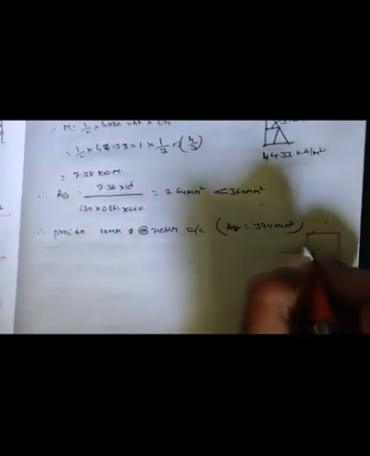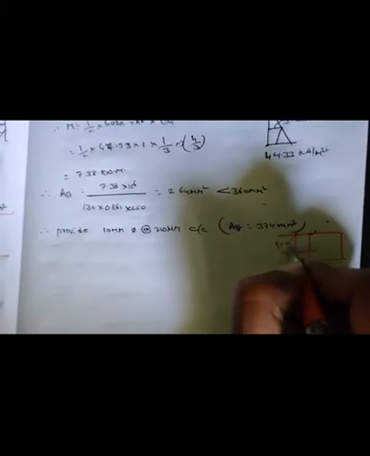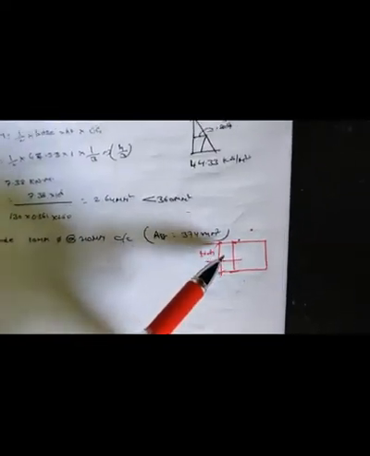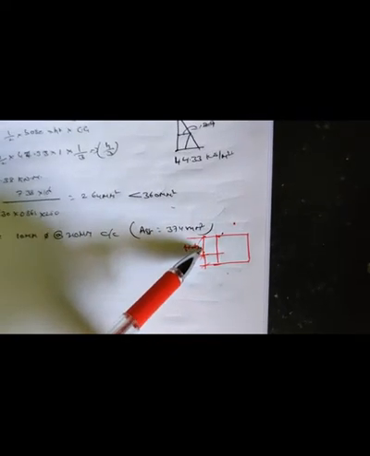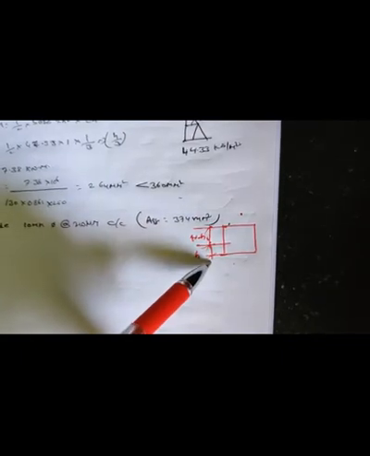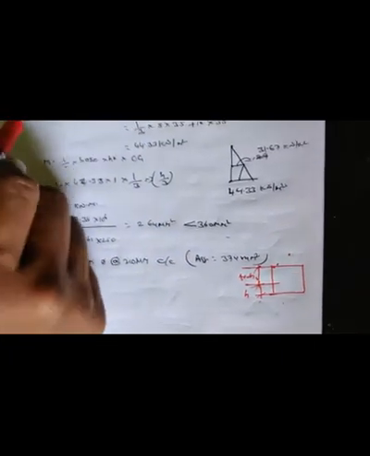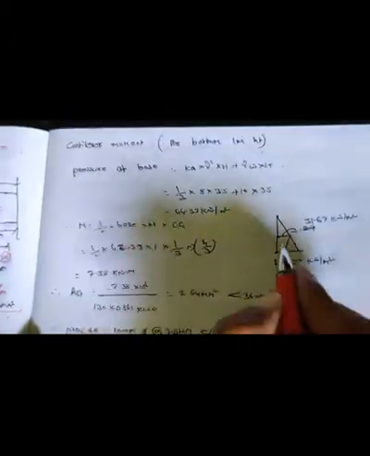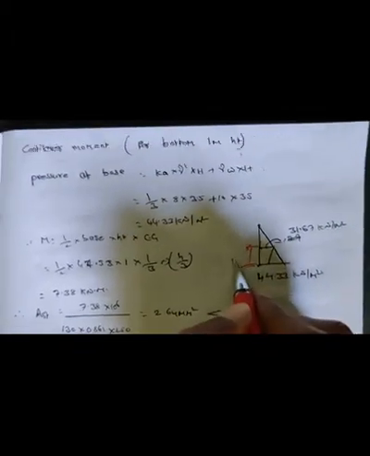This is H minus h and this is small h. Means here this H minus h will act as a continuous beam and this small h will act as a cantilever. Now we will see the cantilever moment for the bottom 1 meter height. This is 1 meter height.